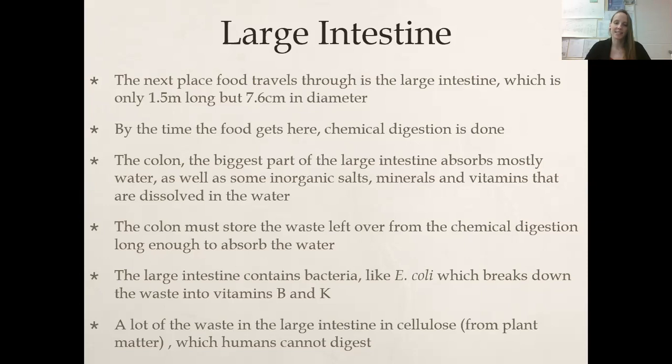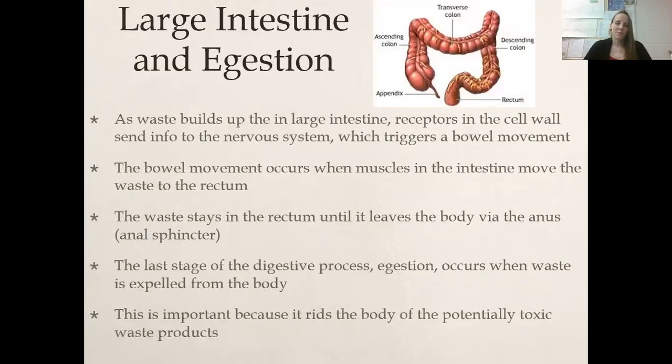The large intestine contains bacteria like E. coli, which helps break down some of that waste into vitamins like vitamin B and vitamin K. But a lot of the waste is just cellulose, which humans can't digest and just have to egest, or poop out, essentially. So as waste builds up in the large intestine, the receptors in the wall are going to signal the nervous system, which is going to then trigger a bowel movement.